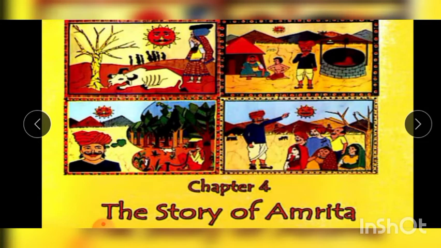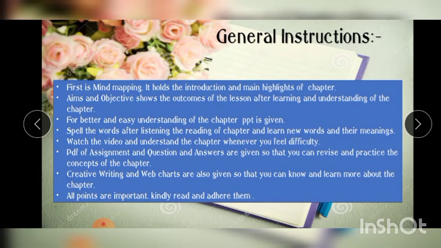Today we are going to do chapter number 4, the story of Amrita. Let us see general instructions before starting with the chapter. First is mind mapping. It holds the introduction and main highlights of the chapter. Next is aims and objectives that shows the outcomes of the lesson after learning and understanding of the chapter.